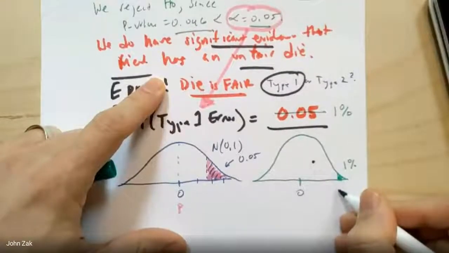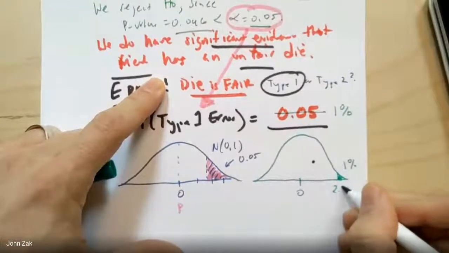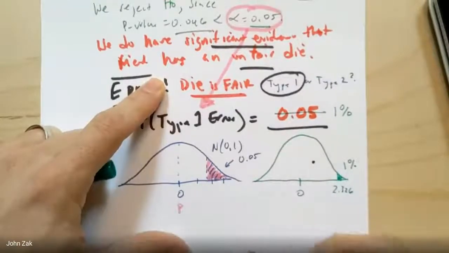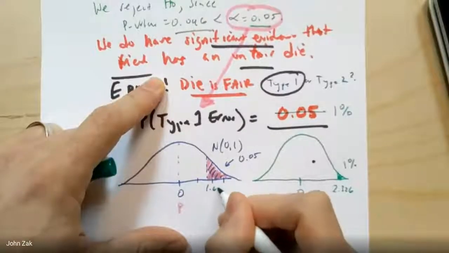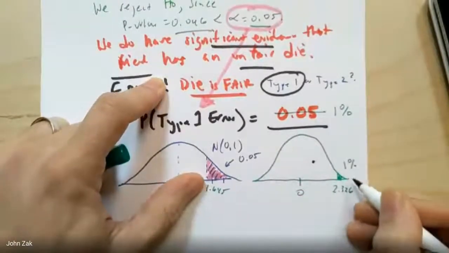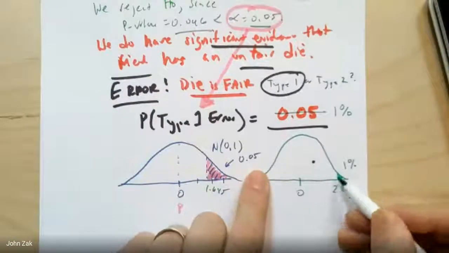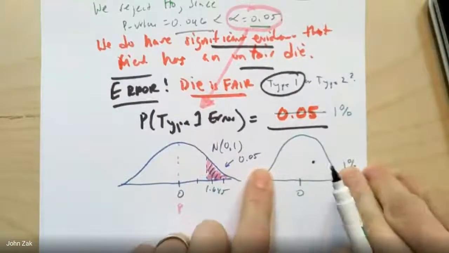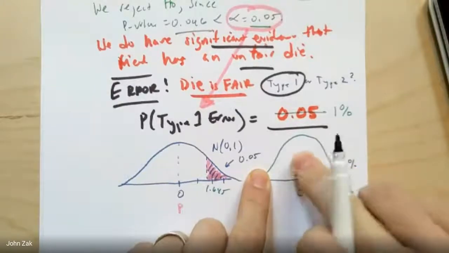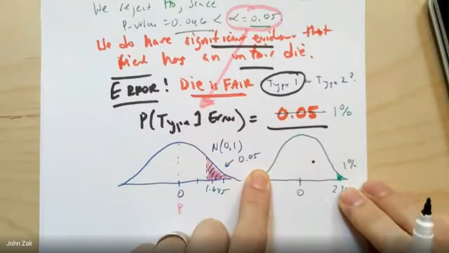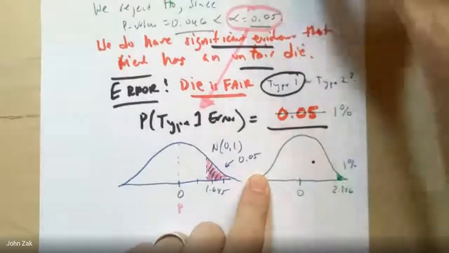Actually, the z-score for that would be like 2.326. This guy was 1.645. This guy would end up being 2.326. And I knew it's 2.326 because if I had 1% here, then I'd have 1% on this edge over there, which would leave 98% in the middle. And I have memorized that would be 98% there.